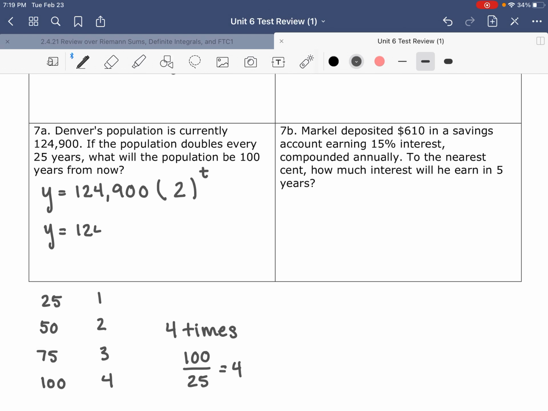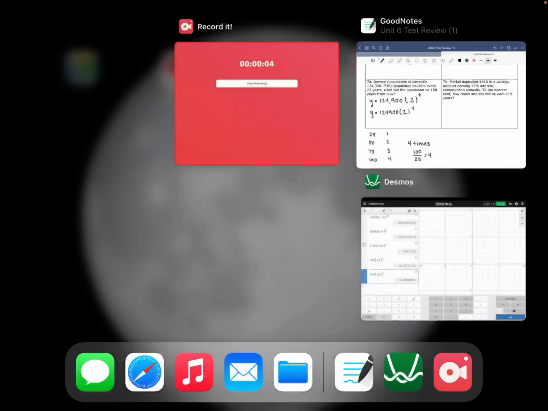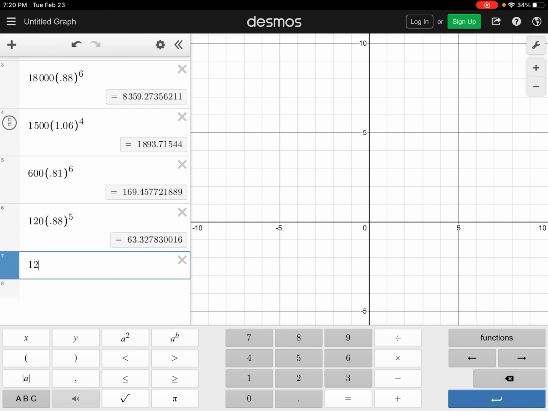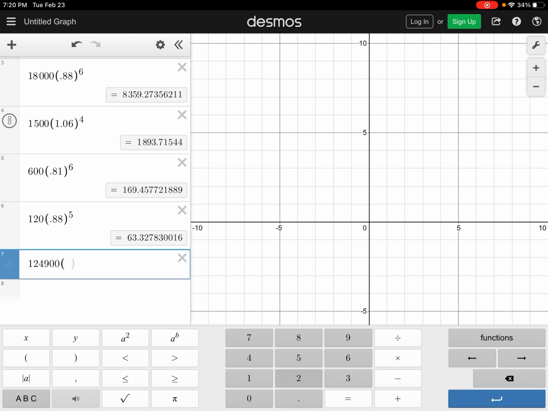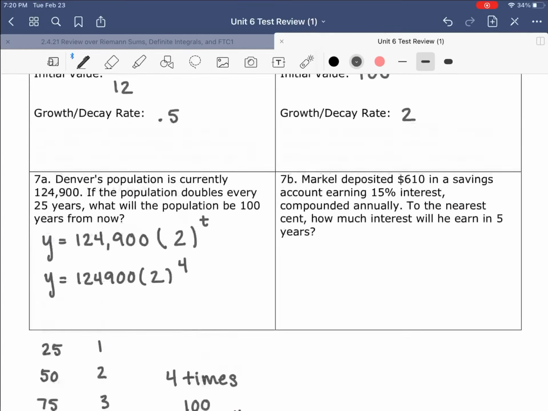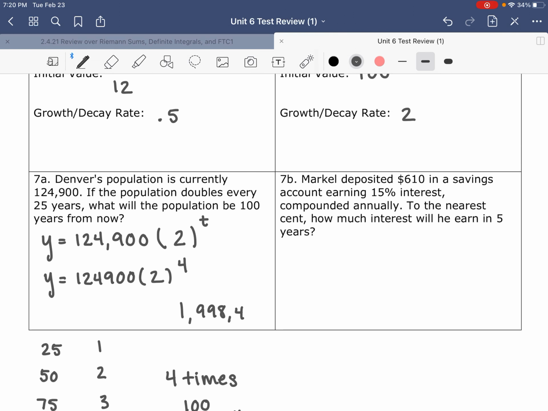So y will equal 124,900 times 2 to the power of 4. And we get 1,998,400. That's how many people would be in Denver after those 100 years.